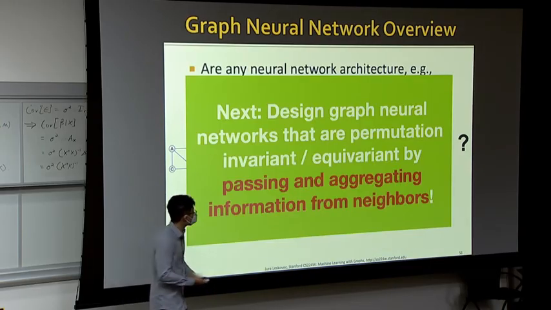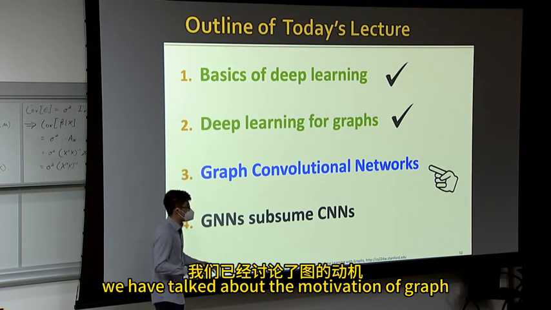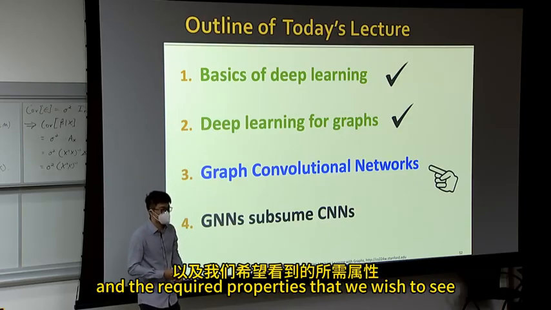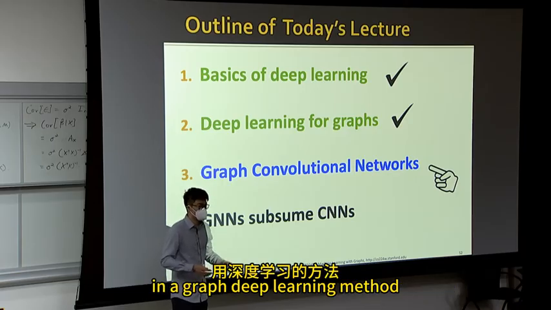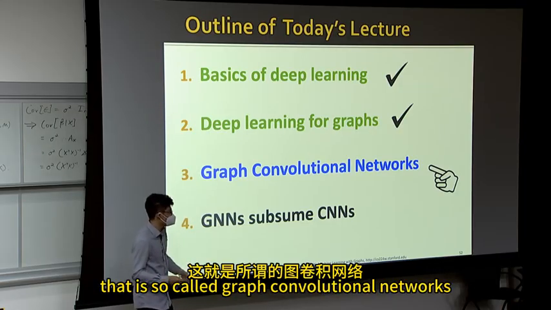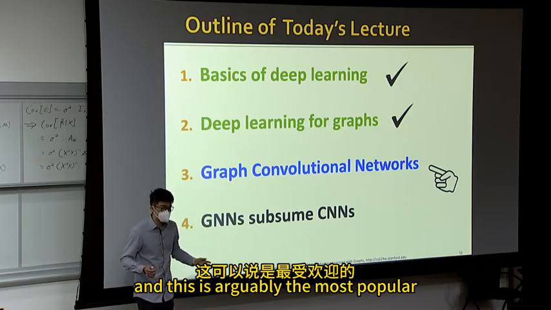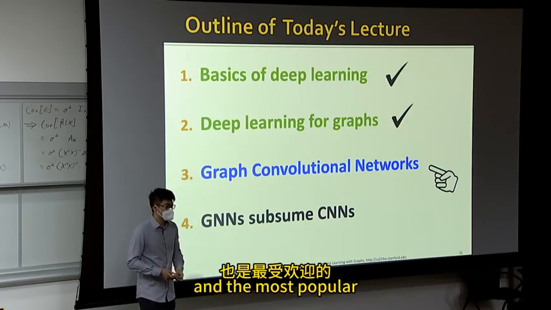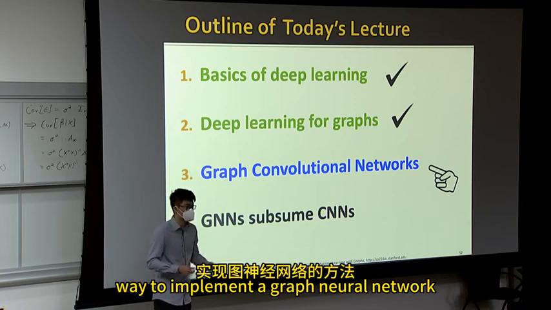Okay, let's continue with our discussion. So far we have talked about the motivation of graph deep learning and the required properties that we wish to see in a graph deep learning method. Next, I'm going to talk about a concrete example, the so-called graph convolutional networks. And this is arguably the most popular way to encode a graph and the most popular way to implement a graph neural network.